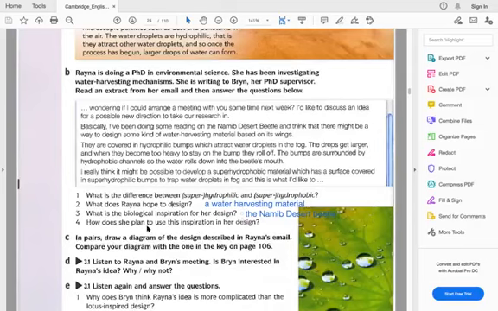How does she plan to use this inspiration in her design? She thinks that she can create a hydrophobic material which has a surface covered in super hydrophilic pumps to trap water, to capture water droplets in fog, and create another material that is hydrophobic.